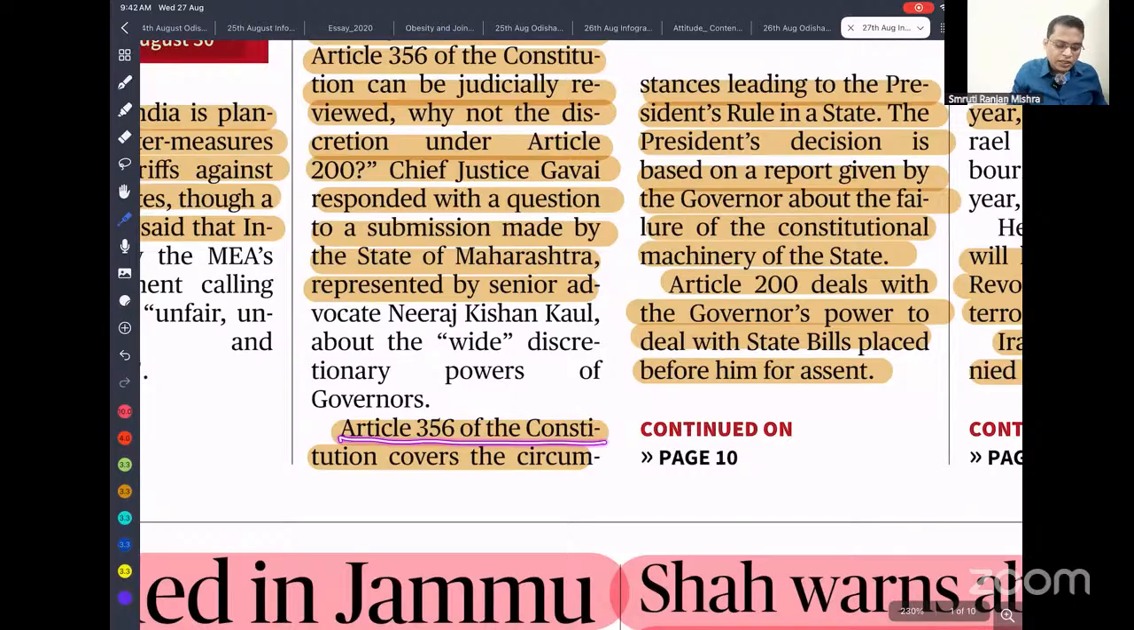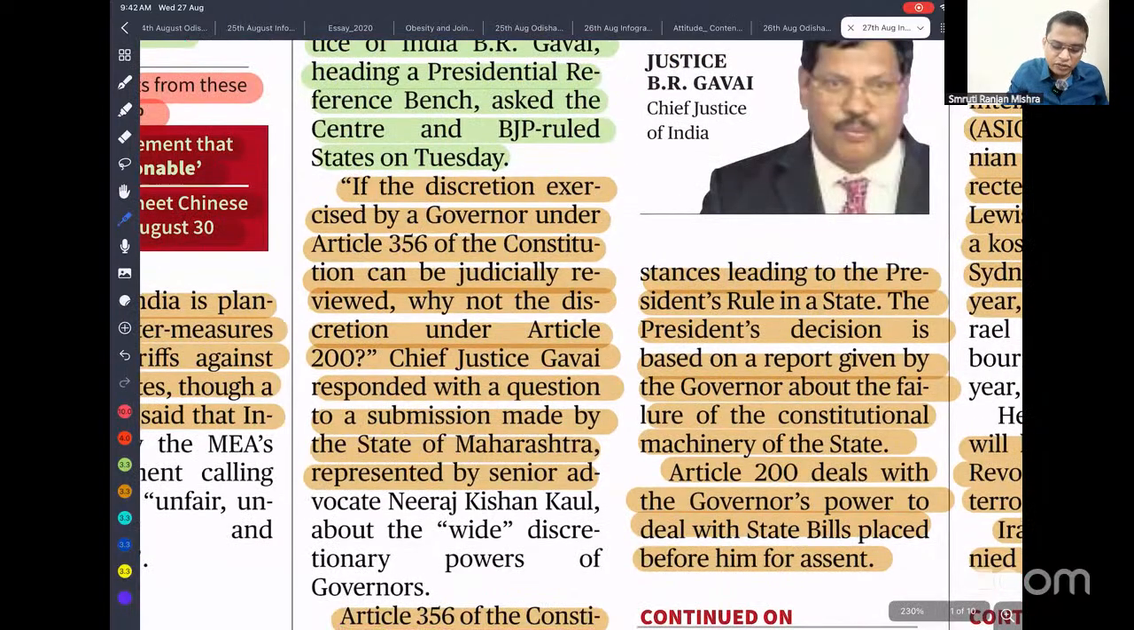Article 356 of the constitution covers the circumstances that lead to president's rule in a state. The president's decision is based on the governor's report about failure of the constitutional machinery. So presidential rule can be imposed on a state on the ground of failure of the constitutional machinery. Article 200 deals with the governor's power to deal with a state bill placed before him for assent. Whenever a bill is passed by the state legislature, it is laid before the governor. If the governor gives assent, the bill becomes an act. If he withholds, then the bill is rejected. Okay.